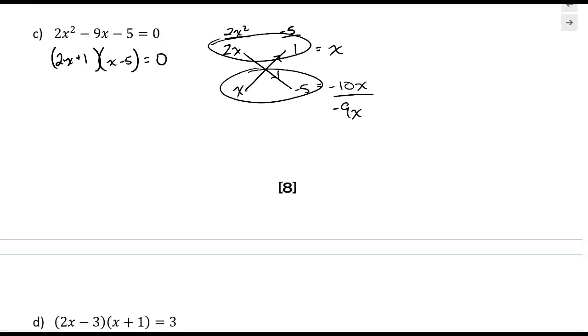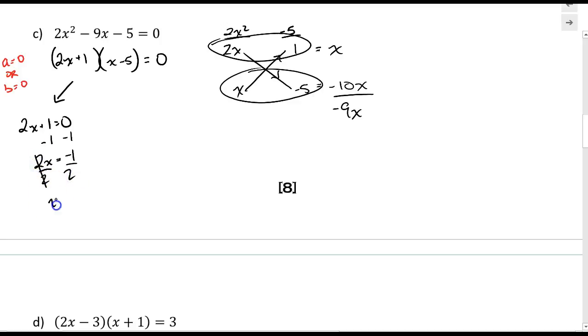Again, from here, we're going to be using that property of a equals 0 or b equals 0. You don't need to be writing this property down, but if it helps, definitely do it. So option 1 is 2x plus 1 equals 0. Doing this, we've got to isolate the variable, and we kind of peel away the layers. So we've got 2x equals negative 1, divide by 2 on both sides, x equals negative 1/2.